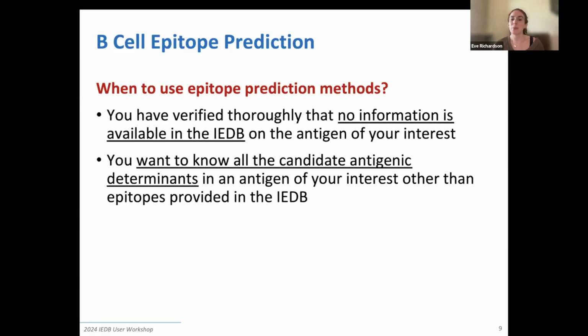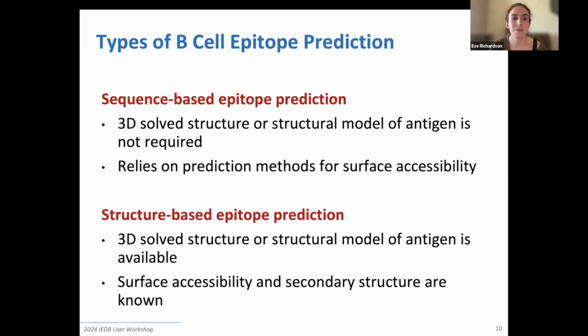have. But say that there aren't any epitopes available in the IEDB, nobody's ever looked at epitopes on your antigen of interest, then epitope prediction methods are what you should be going for. The second thing is there may be epitopes available for you in the IEDB, but you want to know all of the candidate epitopes that could be possibly recognized on your antigen of interest other than those in the IEDB. And again, in this case, you should look to prediction methods.